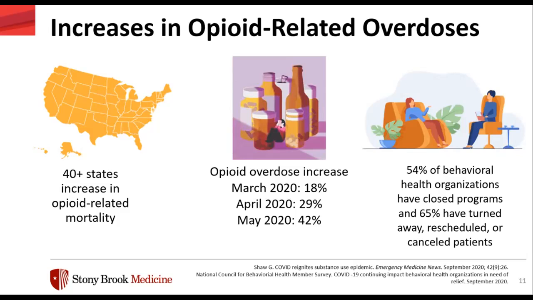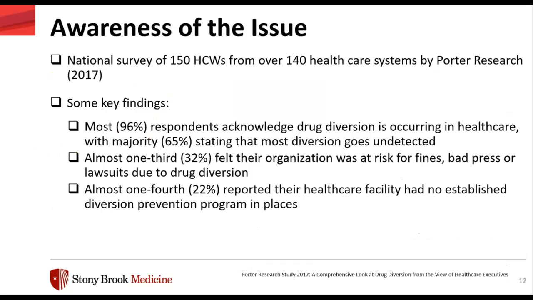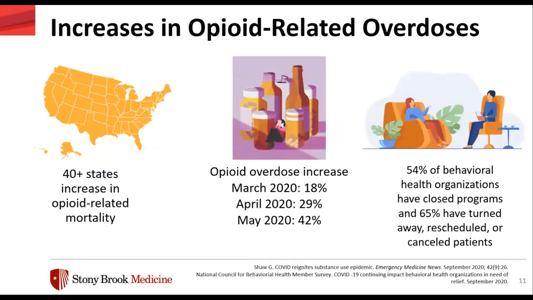And given the nature of both the opioid epidemic as well as the COVID-19 pandemic, 54% of behavioral health organizations closed their programs, and 65% turned away, rescheduled, or canceled patients during that time. So this just shows us that these drug diversion statistics are bound to increase based on the social issues that are occurring simultaneously.